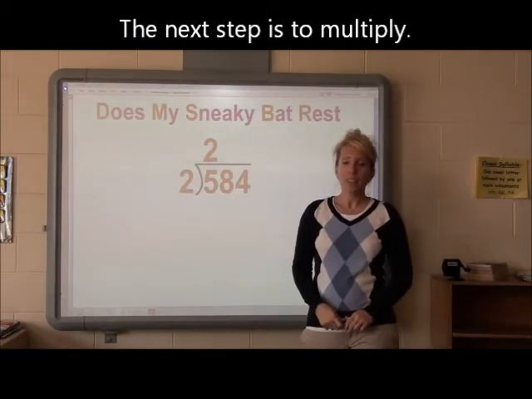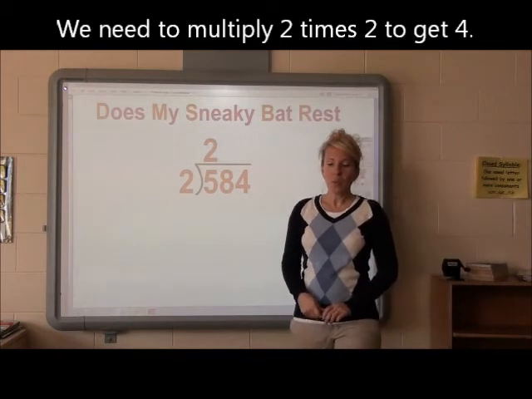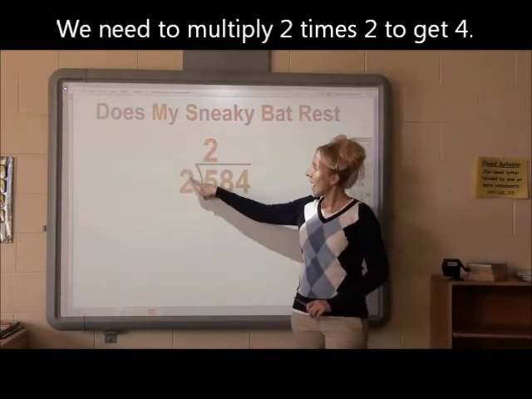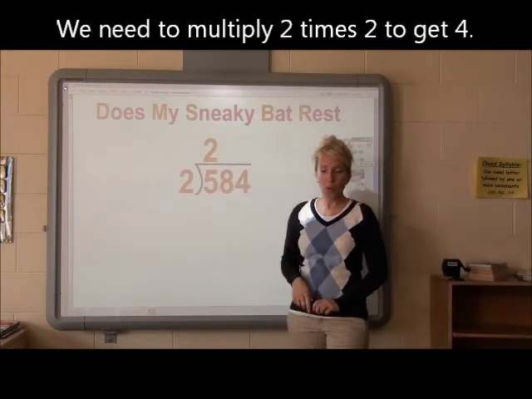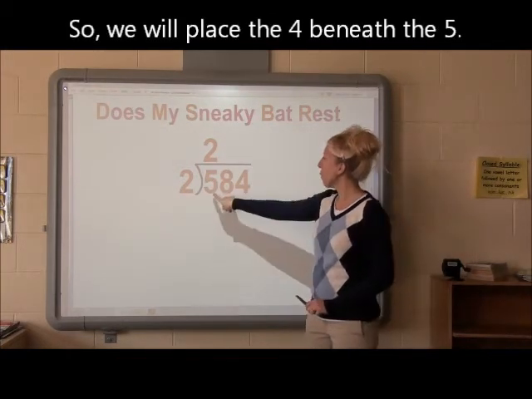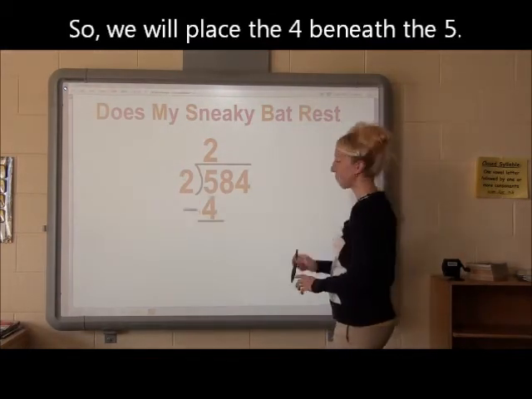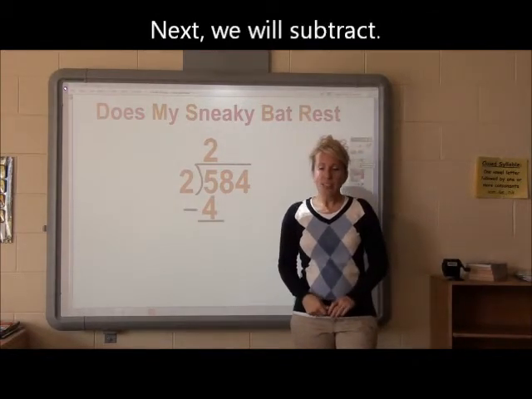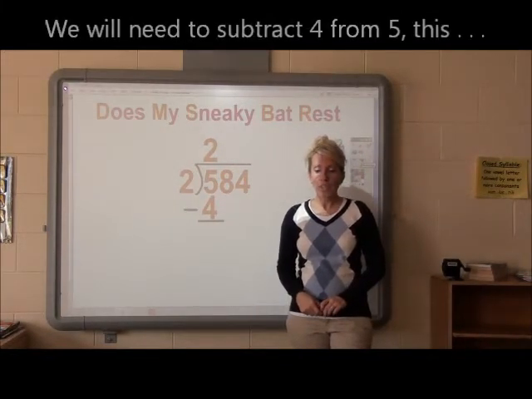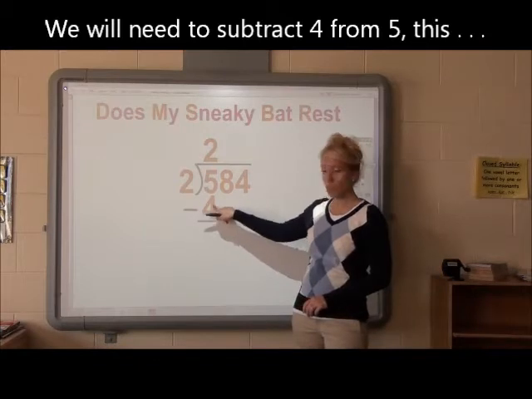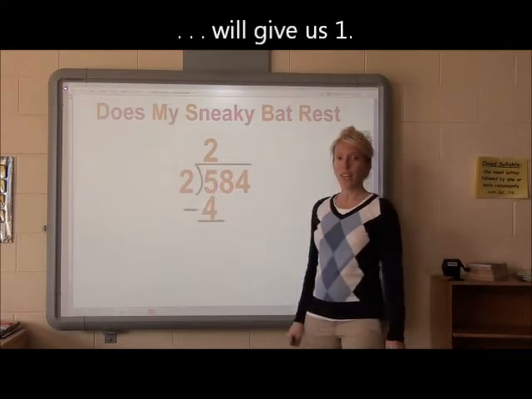The next step is to multiply. We need to multiply 2 times 2 to get 4. So we will place the 4 beneath the 5. Next, we will subtract. We will need to subtract 4 from 5. This will give us 1.